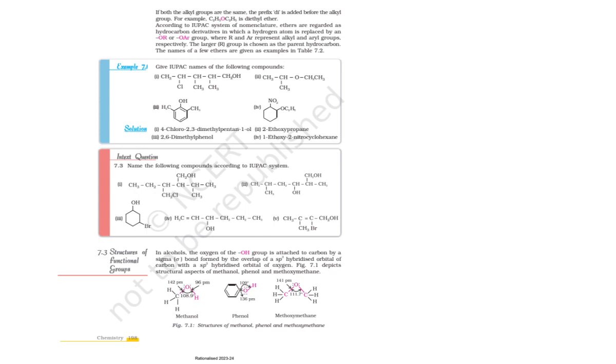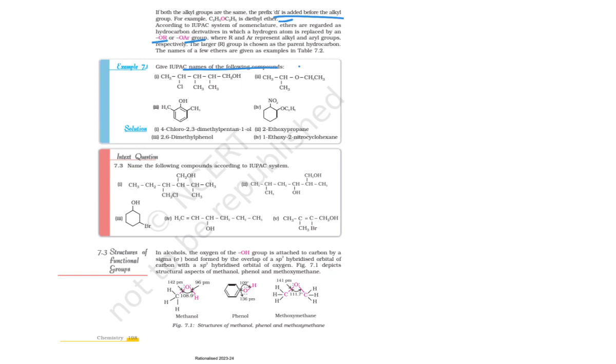Look here, if both alkyl groups are same, then di is added to the alkyl group. Example, diethyl ether. So this is alkoxy, this is aryloxy. Clear? Then the IUPAC name of the following they are asking.